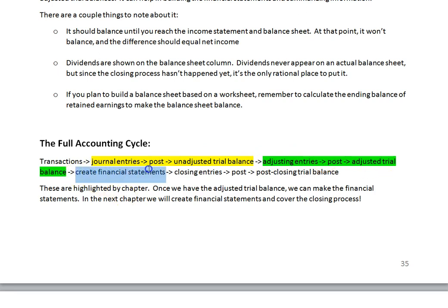The last part of this, we can actually make our financial statements after we have the adjusted trial balance. So even though it's the output of the system, it's not the last step in the accounting process. The last actual step is a closing process. We do journal entries we're going to see in Chapter 4, which are closing entries, and we post them and create another trial balance called the post-closing trial balance. But these are for the future chapters.